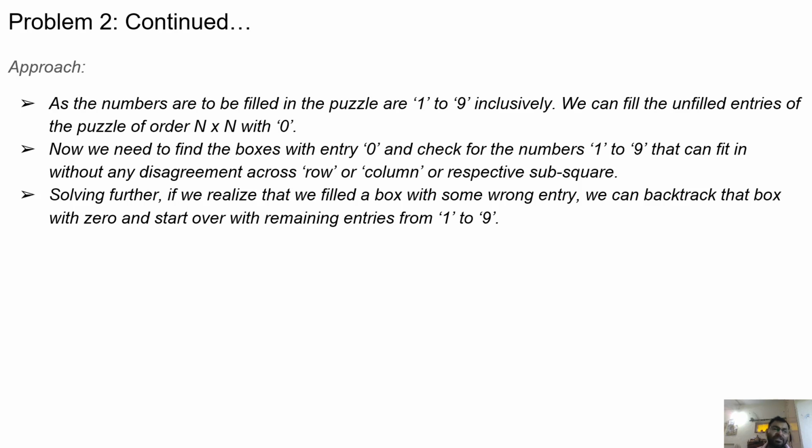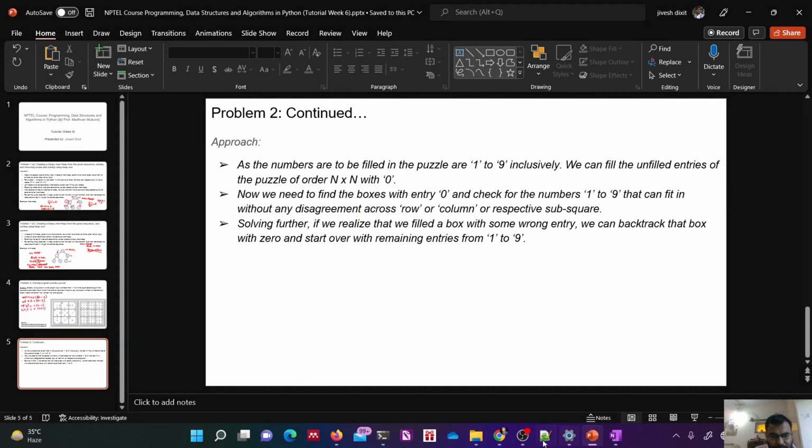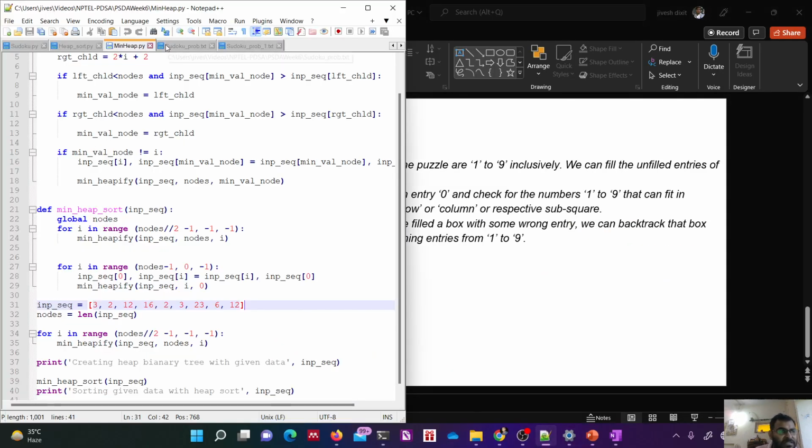And as we have discussed, the entered element should not have any disagreement across rows or columns, or the respective subsquares. If during the solution we realize that the filled box has some wrong entry, then we can backtrack that box to 0 and start over with the remaining entries from 1 to 9. So we are going to approach this problem as we have already discussed.